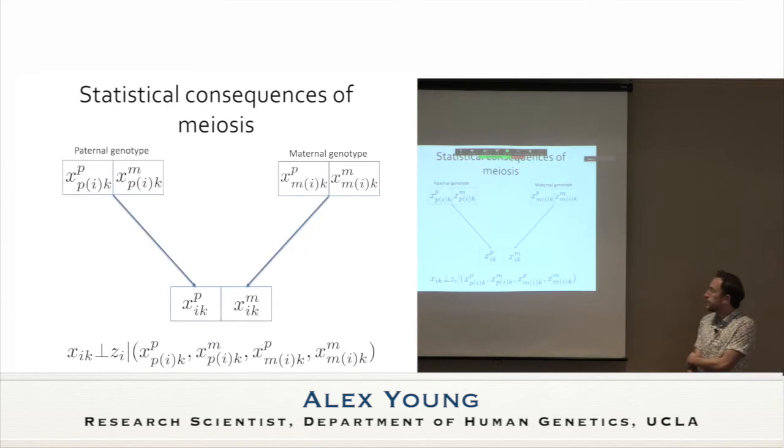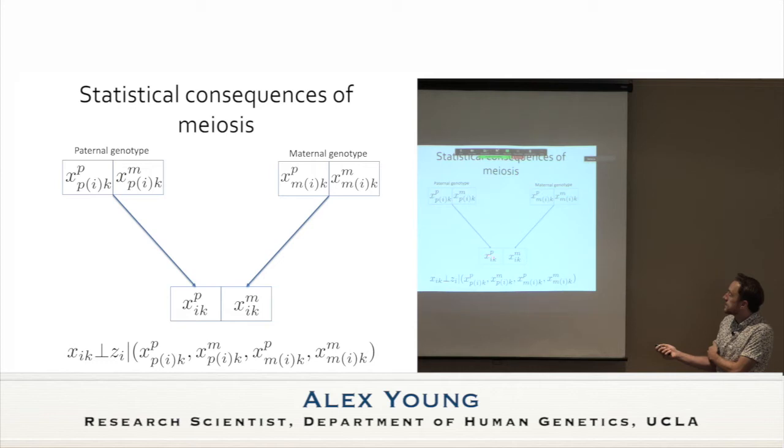So those are the issues that we might hope to solve. And how do we do it? We exploit the statistical consequences of meiosis, and nature has been very kind to us. It has created all these little natural experiments, or randomized controlled trials, for the effect of genetic variants on traits. I should probably spend a second explaining the notation here.